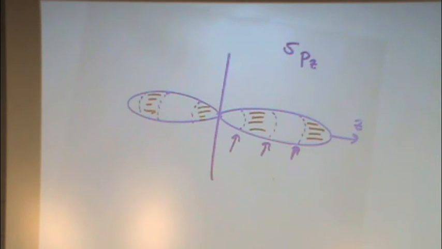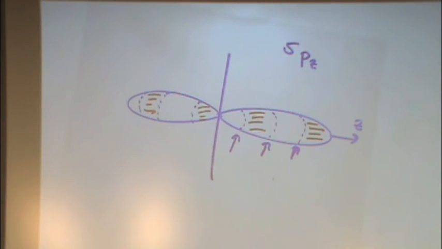Any questions? Yeah. How did I know it was a p? Because a p looks like a 2-leaf clover. An s is a sphere. A p is a 2-leaf clover. A d is a 4-leaf clover. And then f's get really complicated. They could have multiple lobes, but generically, you might say there's 8 leaves on an f.